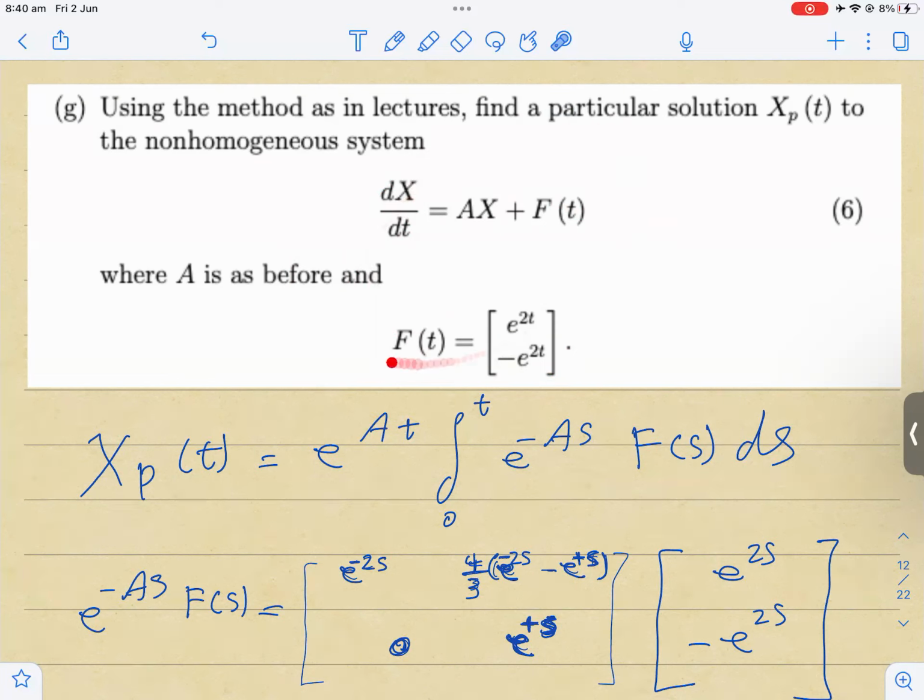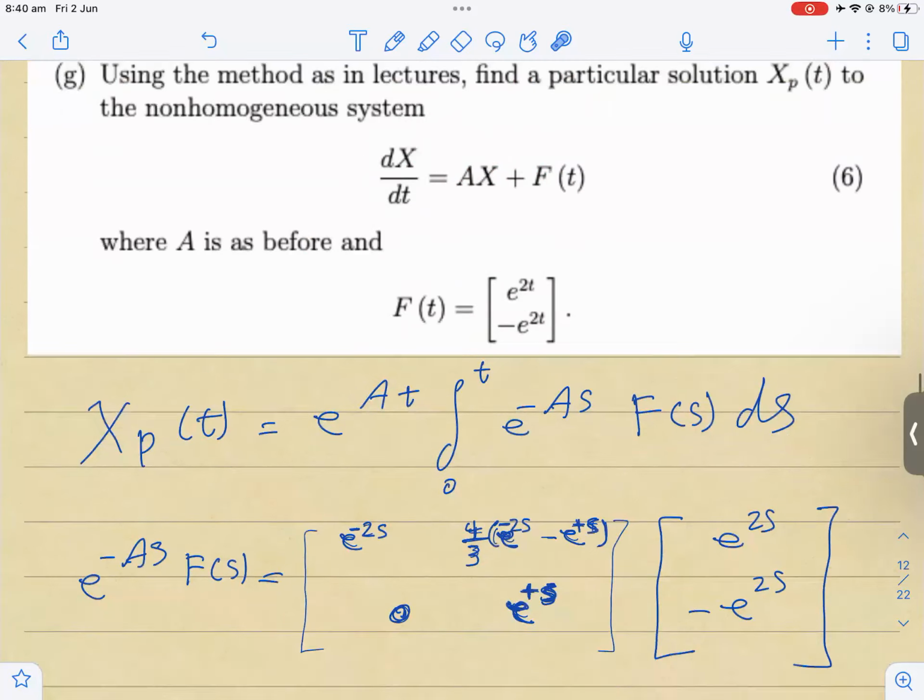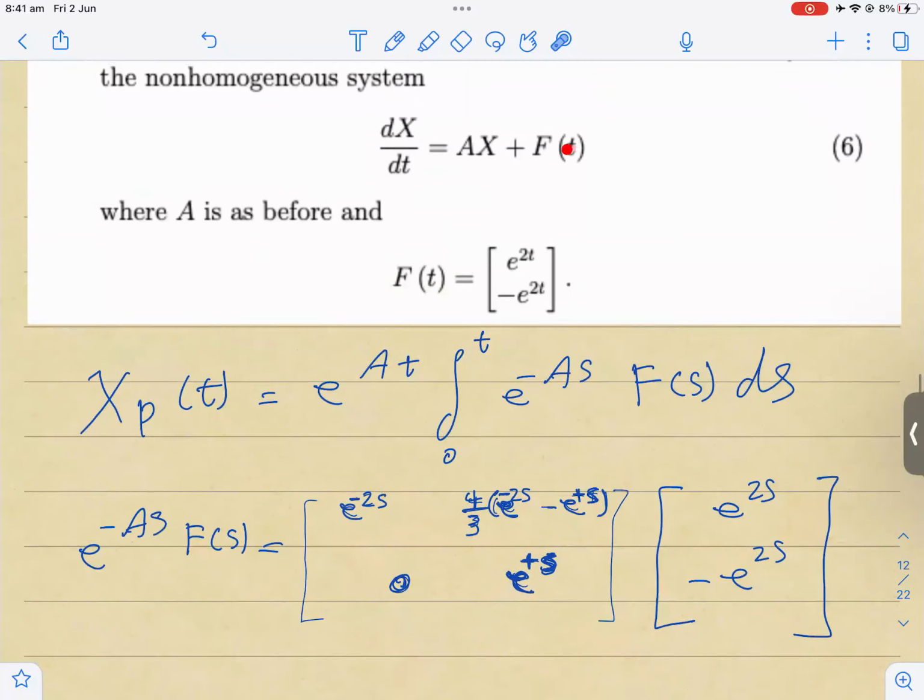xp. This guy is non-homogeneous. So therefore, you've got an e^(At) and one xp. So it has a non-homogeneous part. We obtained the homogeneous part, e to the At, but we've got a non-homogeneous part, which is this. We can obtain xp like this. So this is the formula for xp.